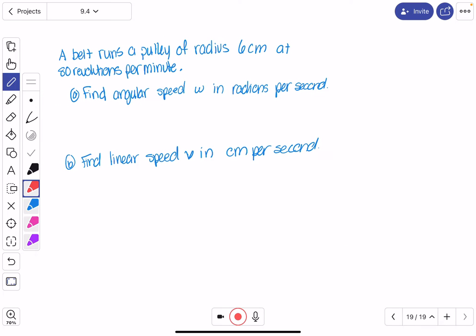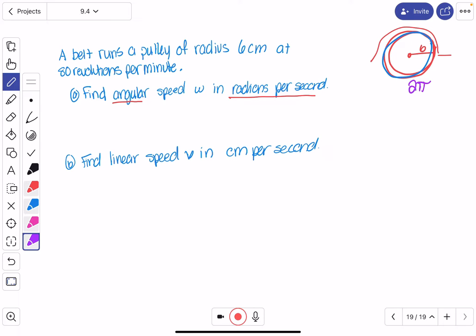All right, you can also use revolutions to go the other way. So a belt runs a pulley. So you've got this pulley here, and there's a belt that's going around it and making it move. It has a radius of 6 and spins 80 times per minute. So we want to find the angular speed in radians per second. So 1 revolution is all the way around the circle, so that would be 2 pi radians. And it does that 80 times per minute.